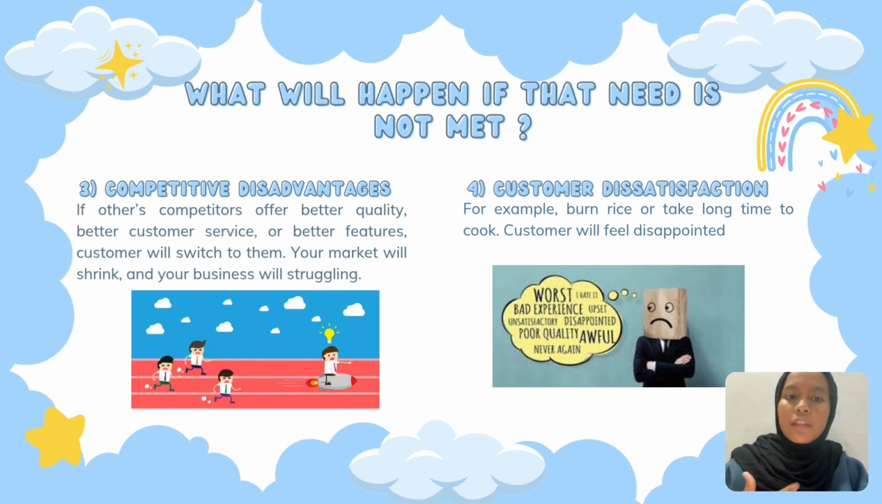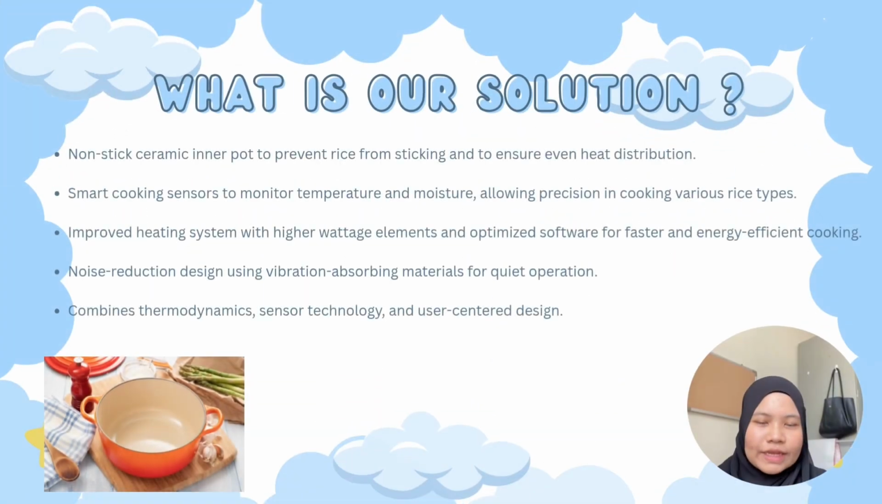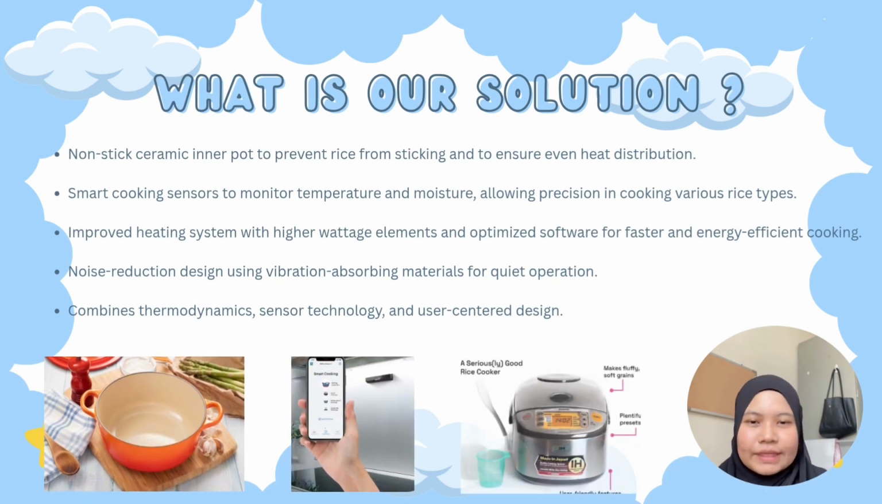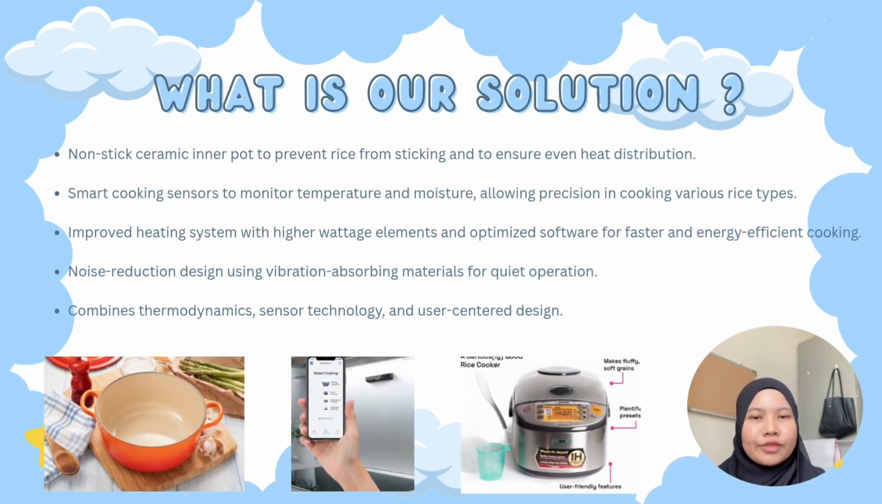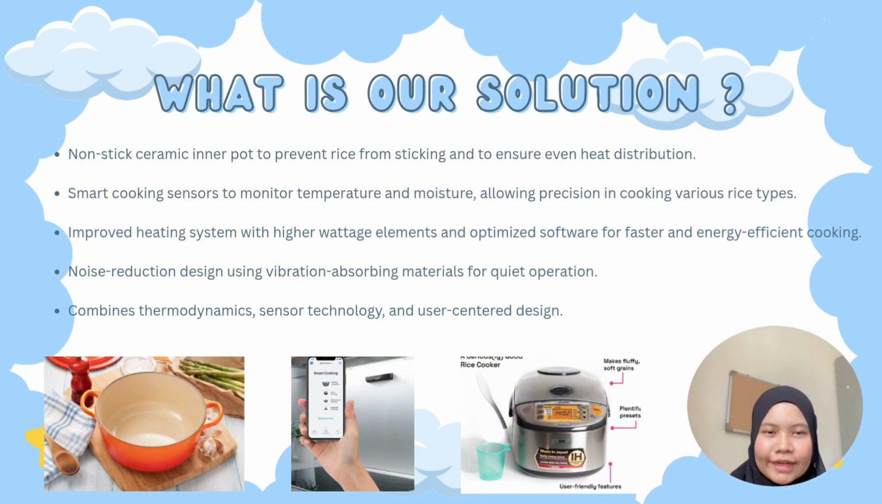The next one is customer dissatisfaction. For example, burnt rice or long cooking time. Customers will feel disappointed. Next, what is our solution? We use a non-stick ceramic inner pot to prevent rice from sticking and to ensure even heat distribution. Other than that, we also use a smart cooking sensor. The sensors can detect real-time temperature and humidity levels inside the cooker, allowing precision in cooking various rice types. Other than that, by using a high wattage heating element, heat is delivered faster and more evenly. Paired with optimized software algorithms, the rice cooker calculates the ideal cooking time and heat level.